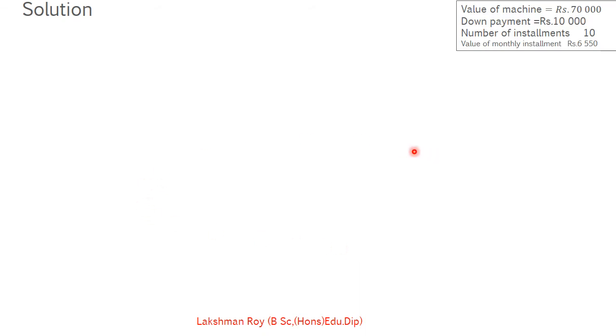First read the question and write the given data like this. You can see here the value of the machine is 70,000 rupees. You can buy it by paying a down payment of 10,000 rupees. The number of installments is 10, and the value of a monthly installment is given.